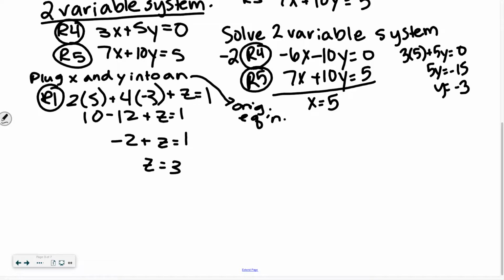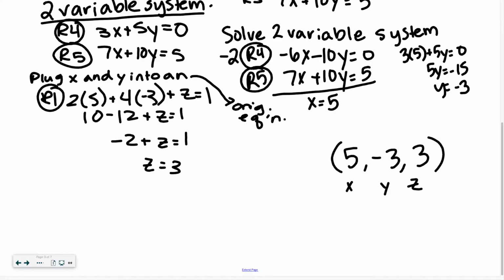Okay, what's your ordered triple then? 5, -3, 3. How do you know where the numbers go? They go X, Y, Z in alphabetical order. Okay, so if you didn't do 7 and 8, you need to take some time to do that 3-variable system. I know everybody has got here by solving a 3-variable system, so we just need to tune our skills.